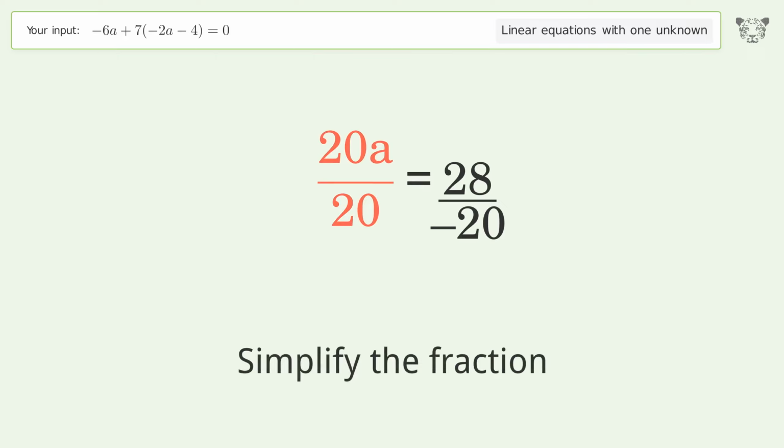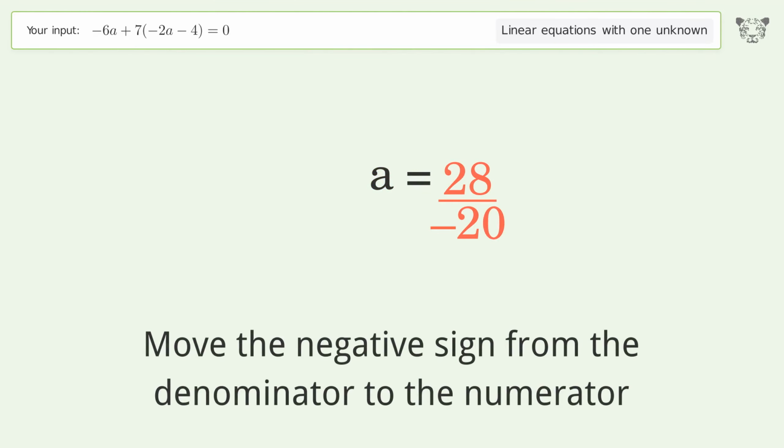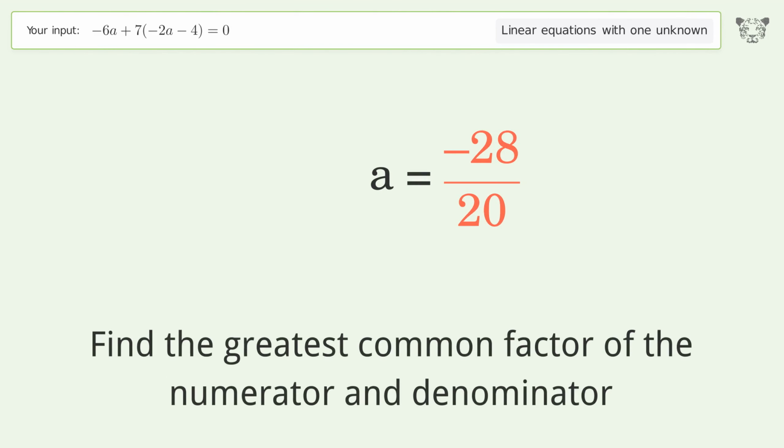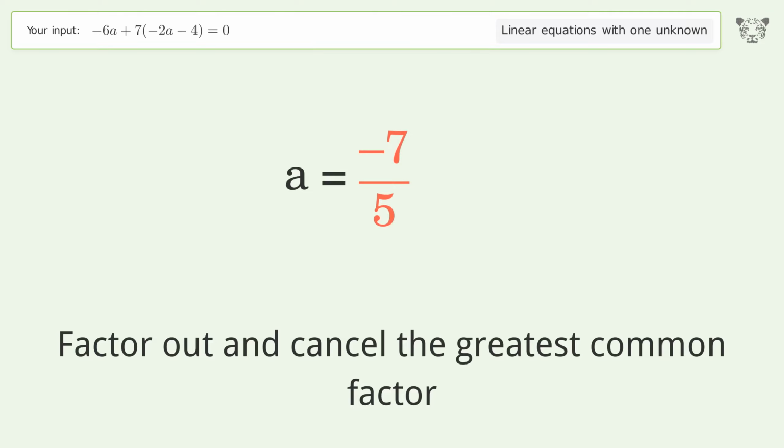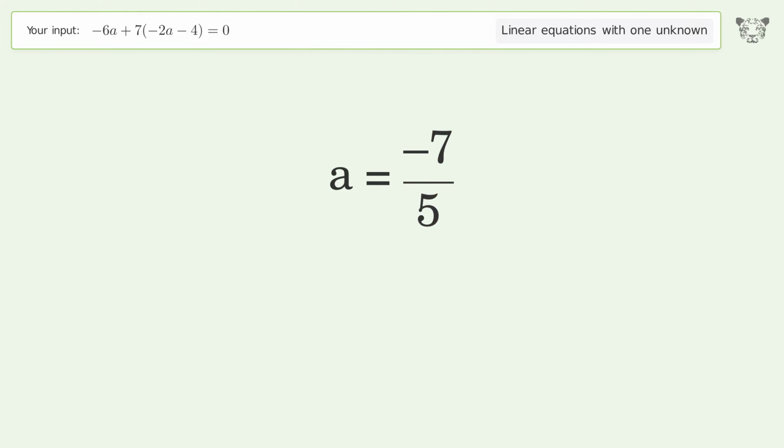Simplify the fraction. Move the negative sign from the denominator to the numerator. Find the greatest common factor of the numerator and denominator. Factor out and cancel the greatest common factor. And so the final result is a equals -7/5.